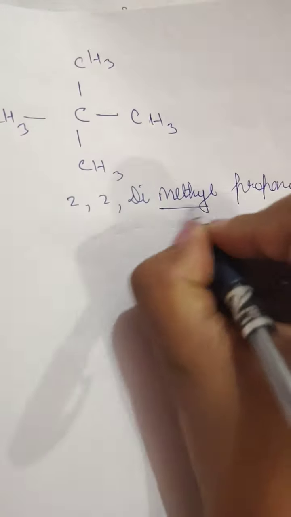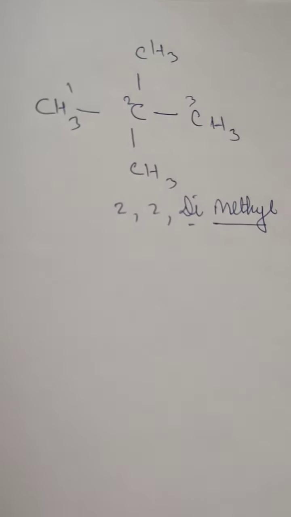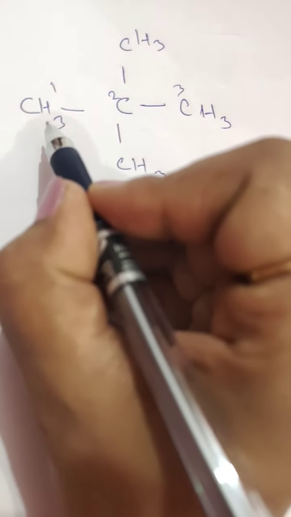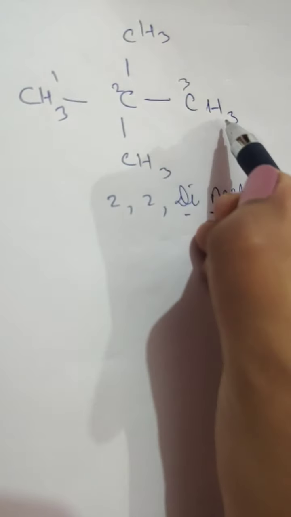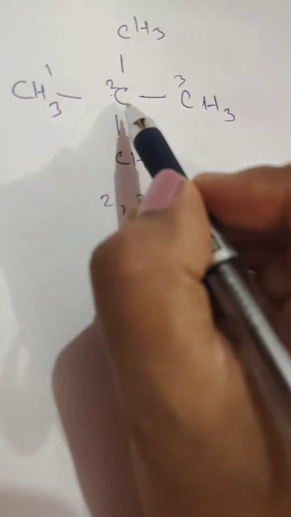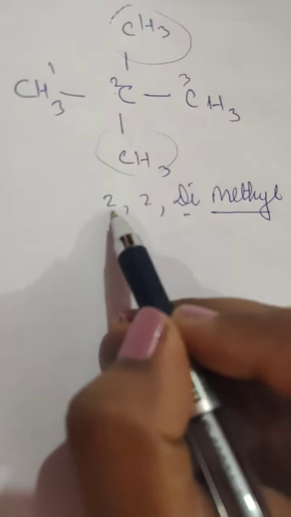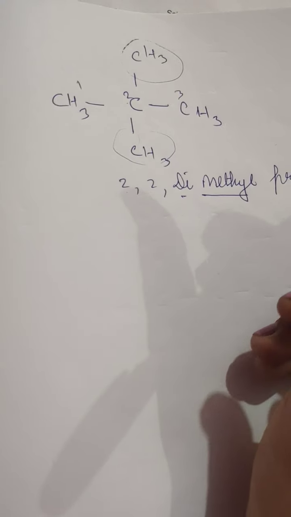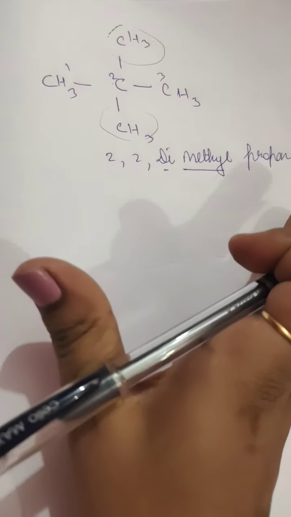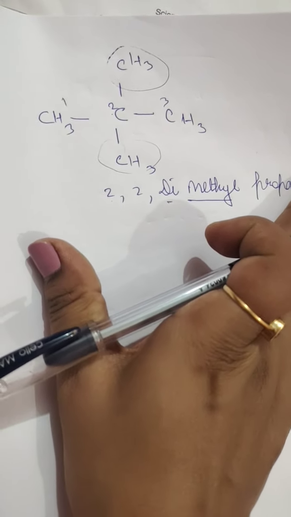So di and methyl means it's 1, 2 and 3. This is naming according to IUPAC. So we have to make the numbering from the longest chain. Because here there are 2 alkyl groups, methyl groups, we will call it 2,2-dimethyl. So we don't have to study naming, but still I'm teaching you because this is an example of a branched hydrocarbon. Okay, so I should tell you about the alkyl group.